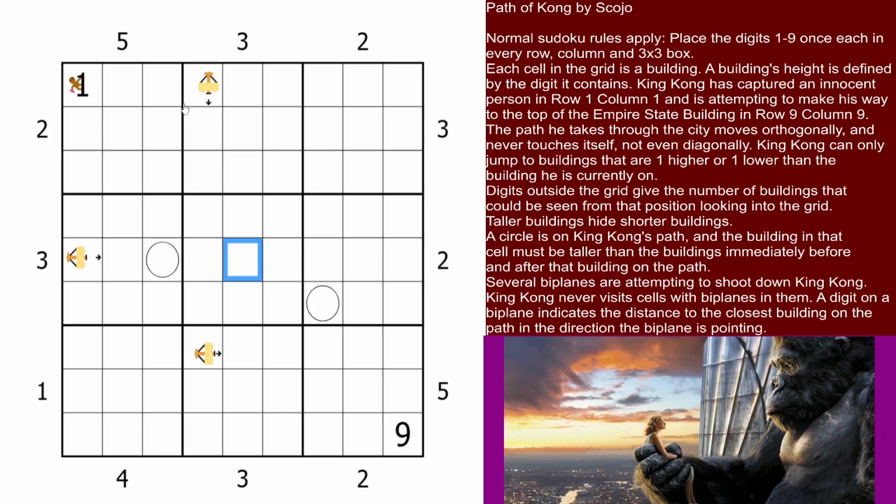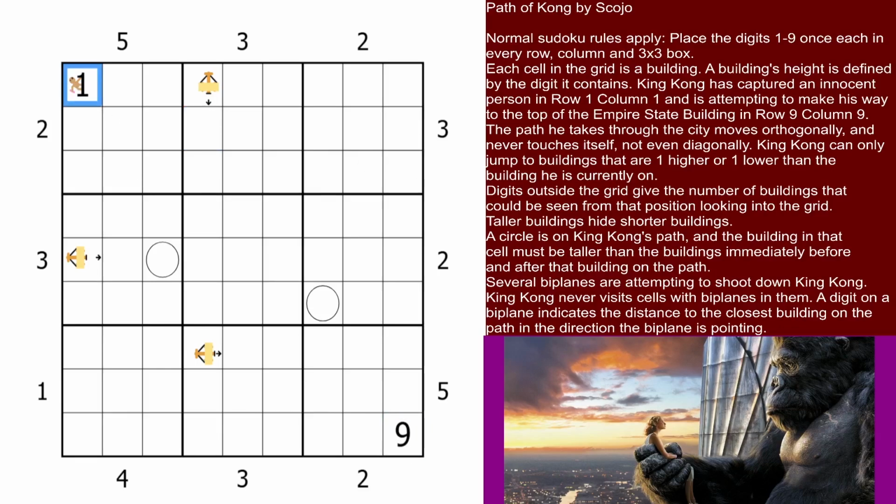So normal Sudoku rules apply. That means place each digit 1 to 9 in each row, each column, and in each 3 by 3 box, without any repetition of the digits. Each cell in the grid is a building. A building's height is defined by the digit it contains. We are only given two buildings, 1 and 9. So the height of this building is 9 units, and the height of this building is 1 unit.